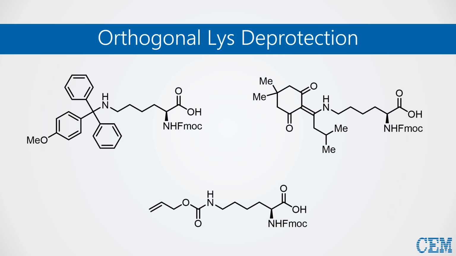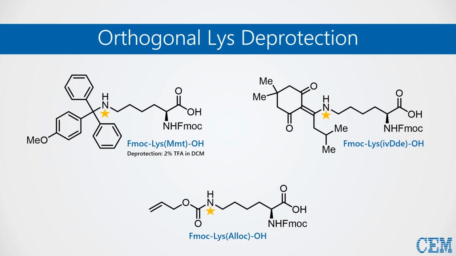Similar to disulfide bond formation requiring orthogonally protected cys residues, lysine functionalization also requires protecting groups that can be removed without affecting the remainder of the peptide. Perhaps the three most common derivatives include Lys(Mmt), Lys(ivDde), and Lys(Alloc). While Mmt undergoes deprotection under weakly acidic conditions, Lys(Alloc) requires a palladium catalyst, and ivDde requires dilute hydrazine.